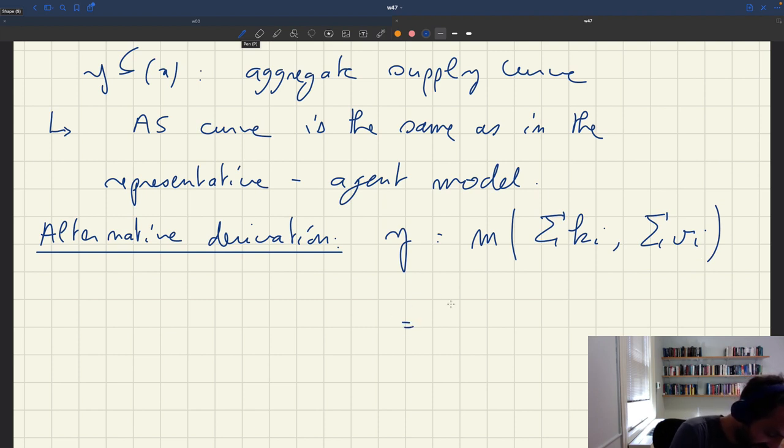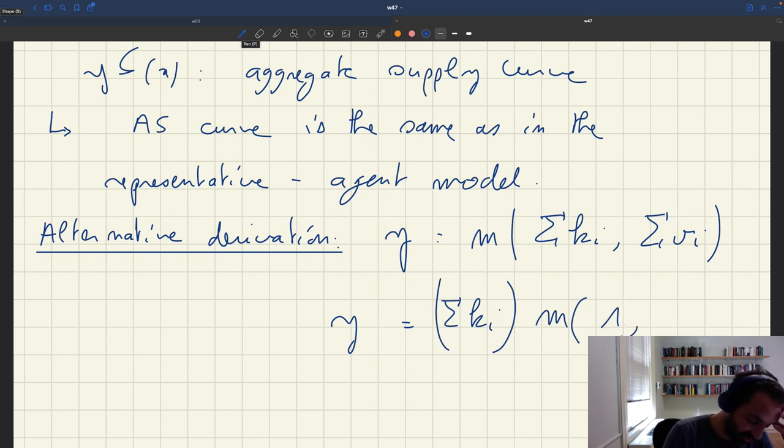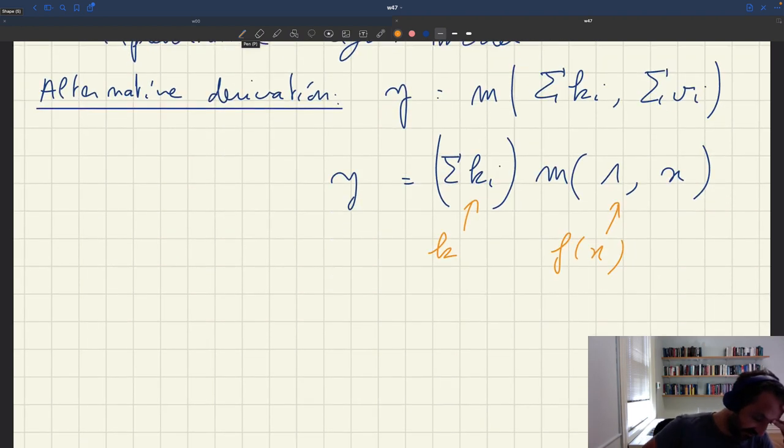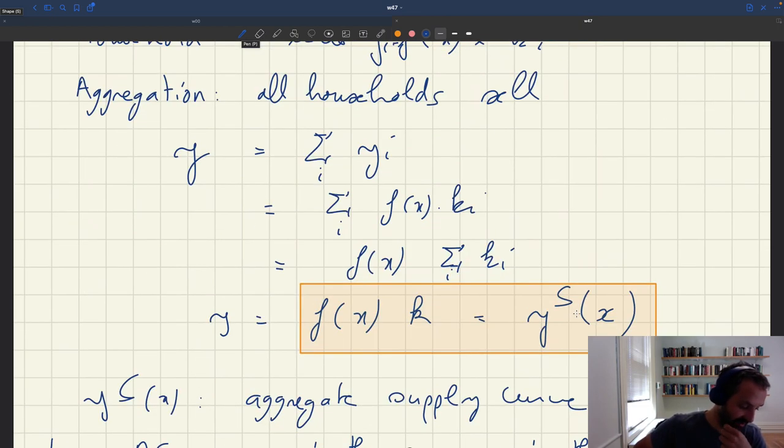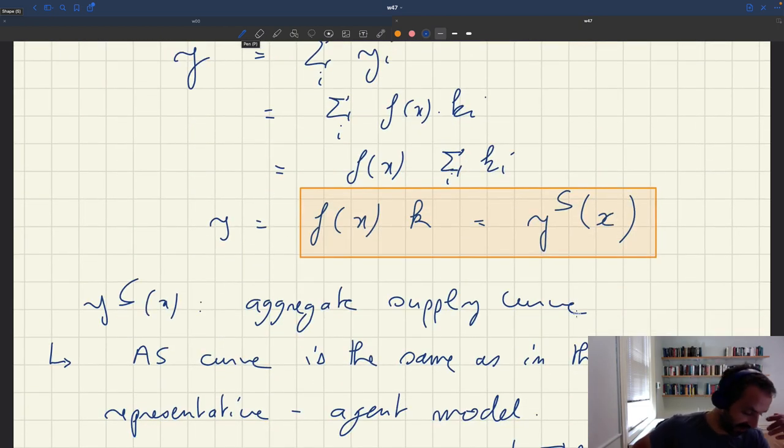And then, by constant returns to scale of the matching function, we can write this as the sum of ki times m of 1, and then the ratio between the sum of the vi and the sum of the ki, that's just x, the tightness. And so the sum of ki times m of 1 over x is just the probability to sell, f of x. And so if we had done that, we would have obtained that y is just f of x times k, which is exactly what we had earlier by aggregating all the probabilities to sell. These two derivations are equivalent.